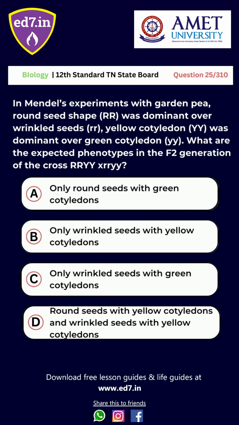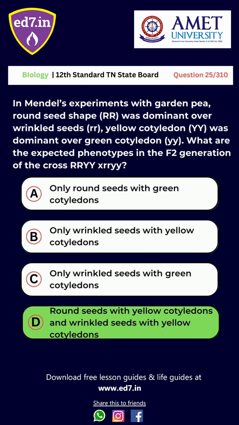Option A, only round seeds with green cotyledons. B, only wrinkled seeds with yellow cotyledons. C, only wrinkled seeds with green cotyledons. D, round seeds with yellow cotyledons and wrinkled seeds with yellow cotyledons. And the right answer for this question is option D, round seeds with yellow cotyledons and wrinkled seeds with yellow cotyledons.